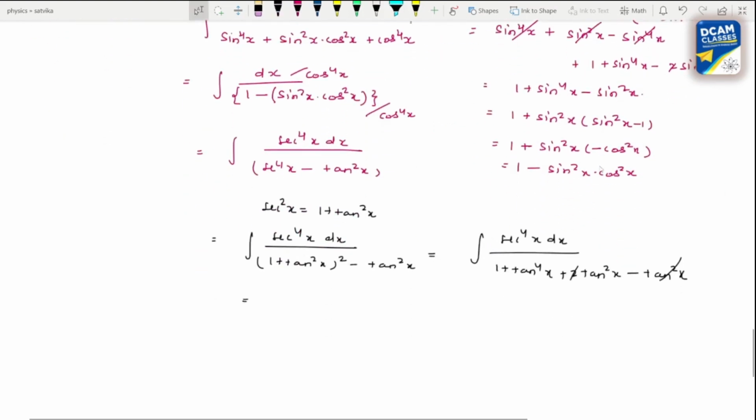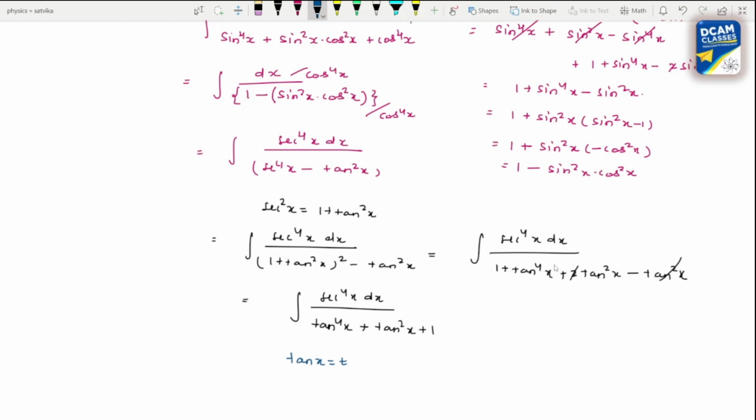Now what you are getting is the integral of secant power 4x dx by tan power 4x plus tan square x plus 1. Now what I will suggest to you here, because tan x is there, secant x is also there. So you take tan x is equal to t.